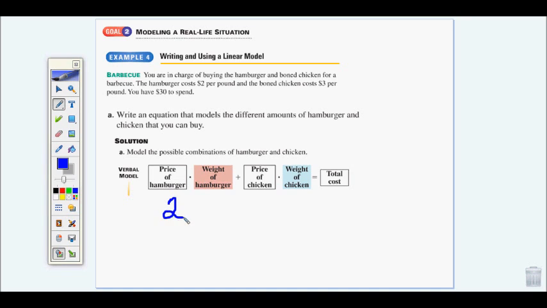Okay, we would have $2 for the pounds of hamburger. We don't know how many pounds yet. We're going to add that to the $3 per pound of chicken. It's a different variable. And we know that we have the $30 to spend, so that would equal 30.